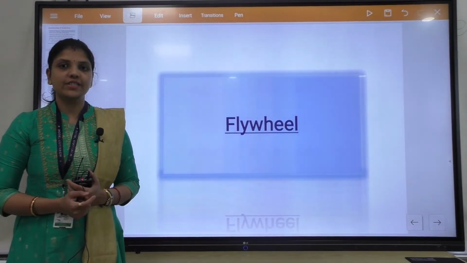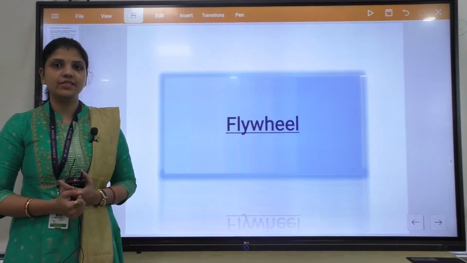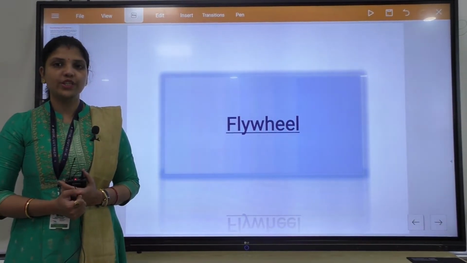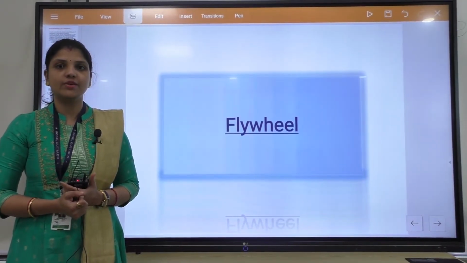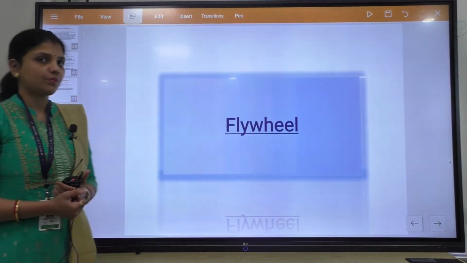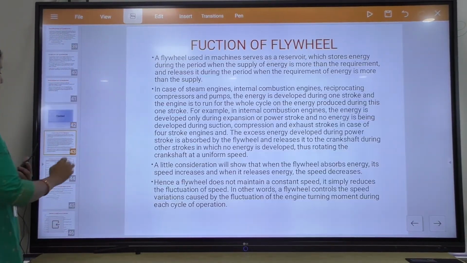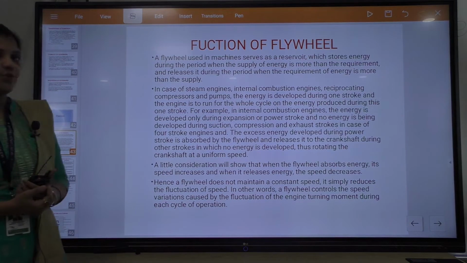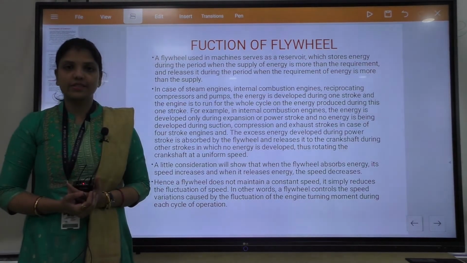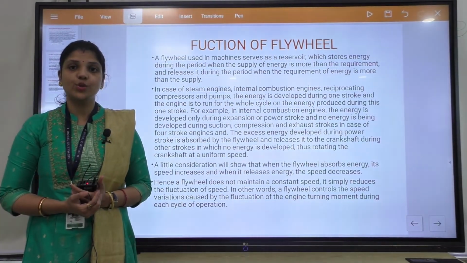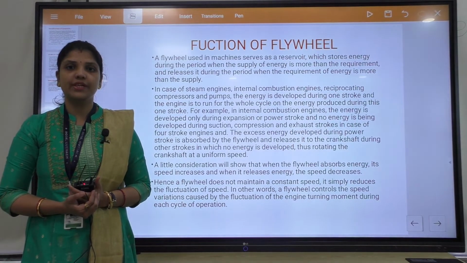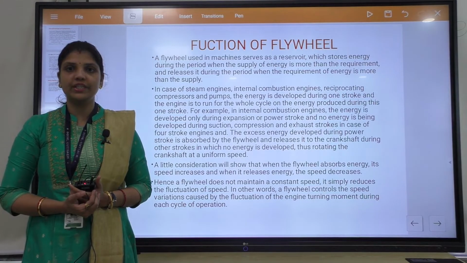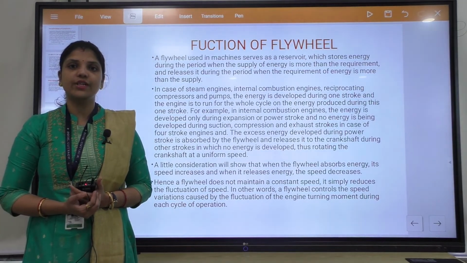So, next we will discuss another important concept, that is flywheel. Before going into flywheel, first of all we will discuss what is flywheel, what is the function of flywheel. So, let us start what is flywheel. Flywheel is the reservoir which acts as the storage of energy. It stores energy when the supply of energy is more than the requirement, and it releases energy when the requirement is more than the supply.